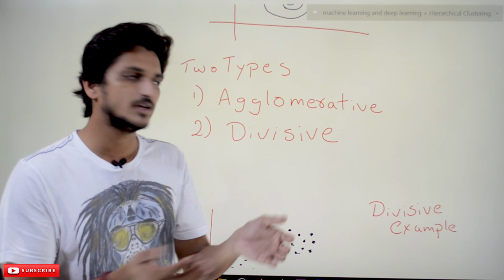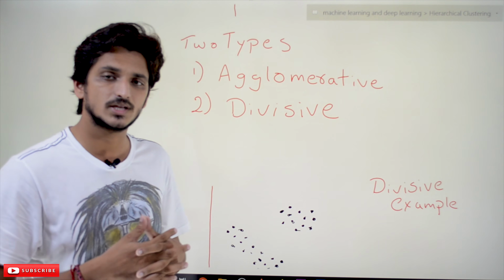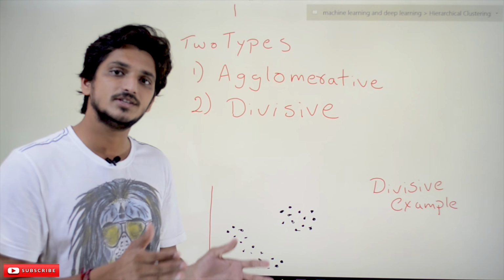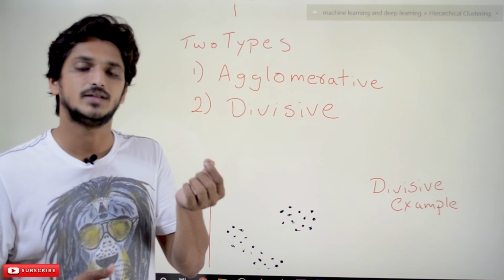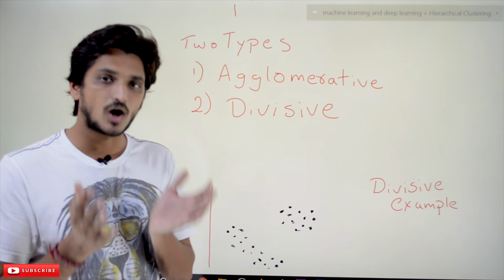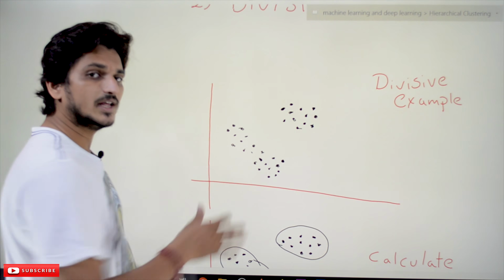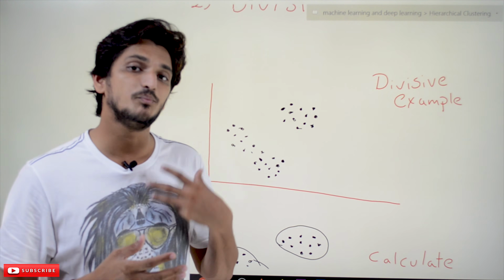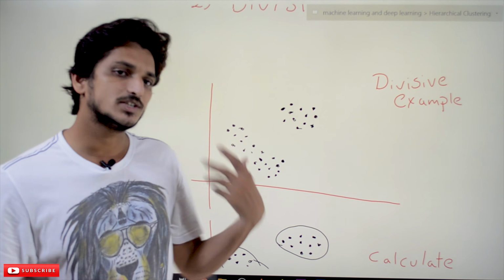Divisive approach works exactly opposite to agglomerative. It will consider all the data points as one cluster and start dividing into clusters until it reaches a single point cluster. That is what divisive clustering is. Let's take an example and understand how divisive clustering works and what the difficulties are. In most situations divisive clustering is not used because it is computationally expensive. Why it is computationally expensive, we will understand now.